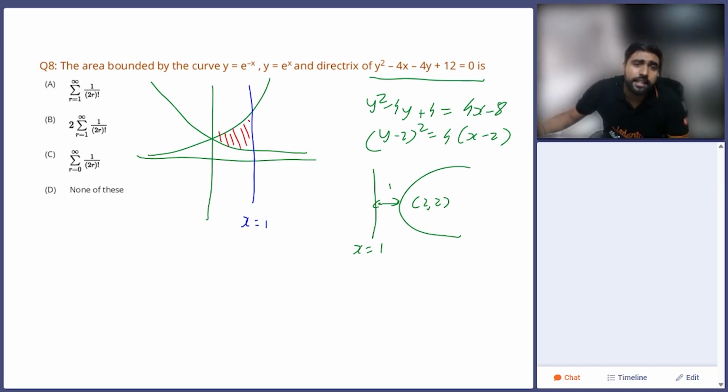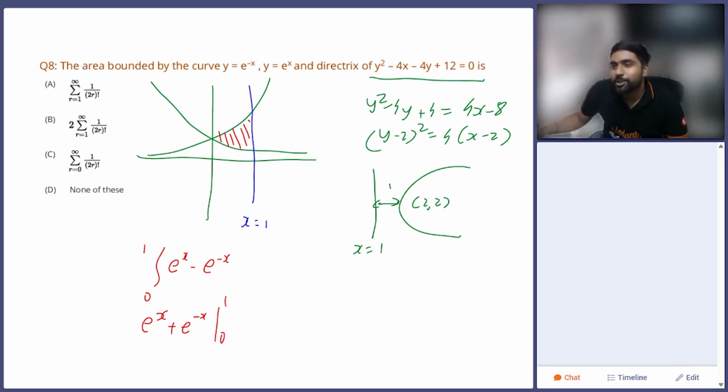I can say that this area is nothing but integral 0 to 1, the upper curve, which is e power x, minus the lower curve, which is e power minus x. That's it. So what is the integral of e power x? That's e power x minus of e power minus x, that is plus e power minus x from 0 to 1. Put in the upper limit 1 over here, and that will give you e plus e power minus 1 minus, put 0, what you're getting is 2.